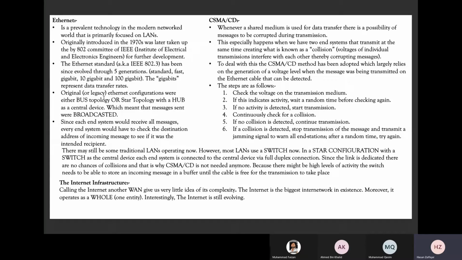The original is also referred to as the legacy systems. The original or legacy Ethernet configurations were either bus topology or star topology with a hub as a central device. As you remember, in the previous lectures we discussed how a star topology is implemented, and the basic configuration of a star topology is that we've got the central device and all other communicating devices are connected to the central device. This central device is linked with a direct connection to each and every terminal, and it allows communication between all the other communicating devices.